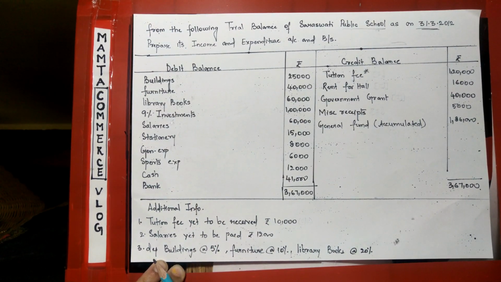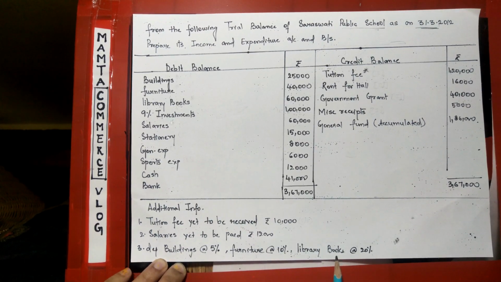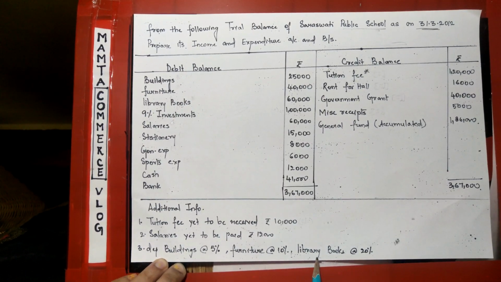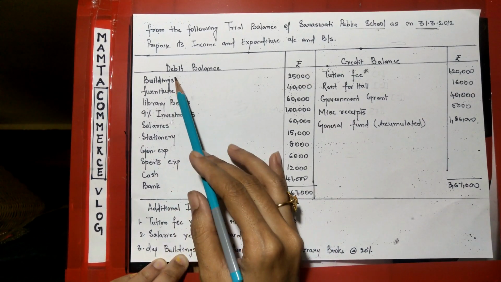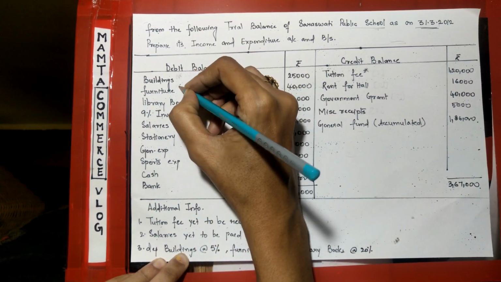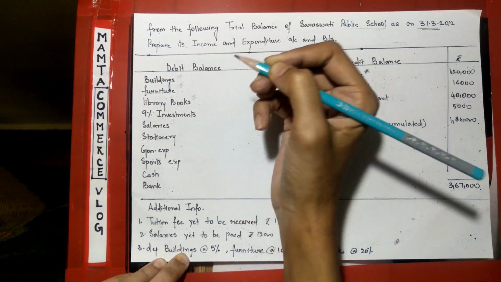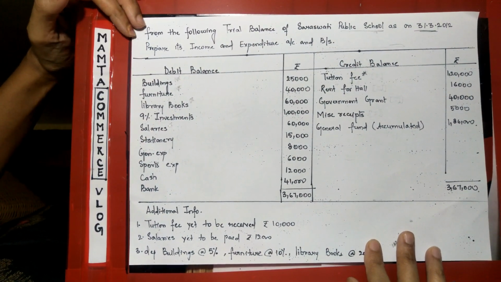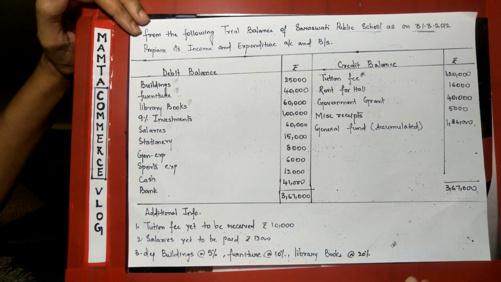The third point is depreciation on buildings, furniture and library books. These three things are assets to us and we have to calculate depreciation for building, furniture and library books. So for building it is 5%, for furniture it is 10% and for library books it is 20%. So we are putting a star mark. So there are only three adjustments for this question. Let us understand the trial balance now.